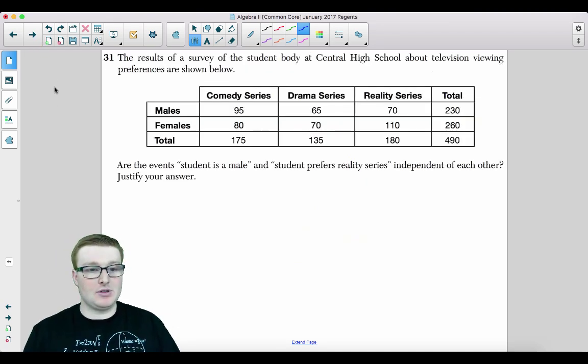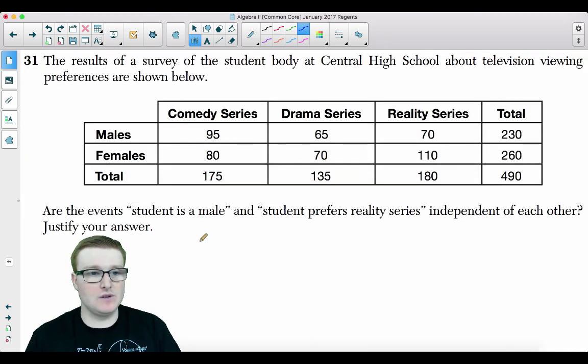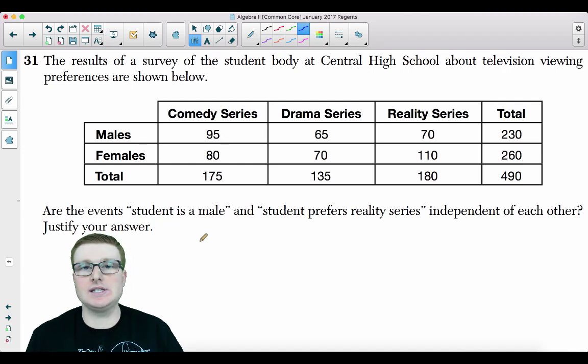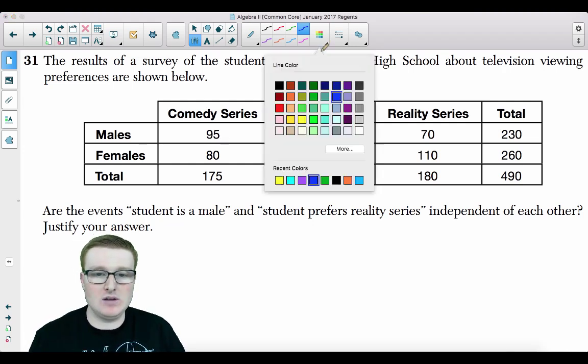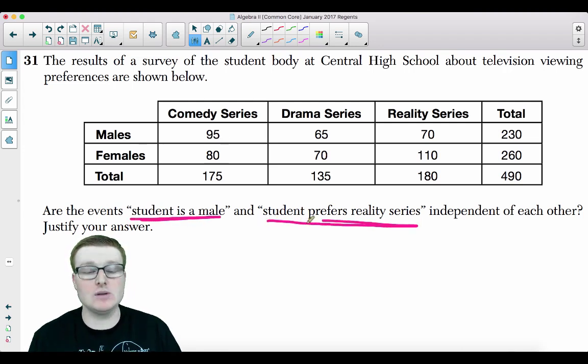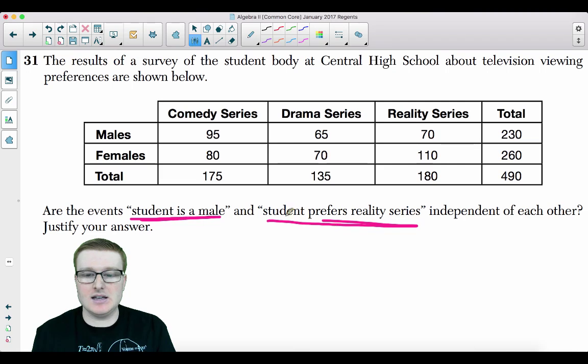Number 31. The results of a survey of the student body of Central High School about television viewing preferences are shown below. Are the events student is a male and students prefer reality series independent of each other? Justify your answer. So, we need to use the test for independence, folks. We need to use it. There's no other way around it. So, what we need to figure out is are the events student is a male and the student prefers reality series independent of each other.